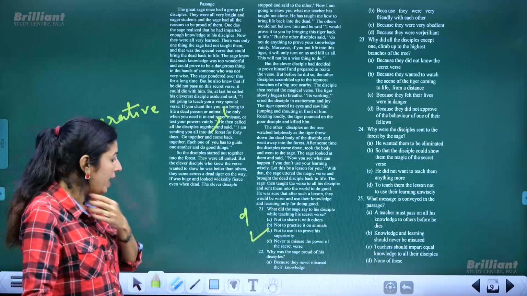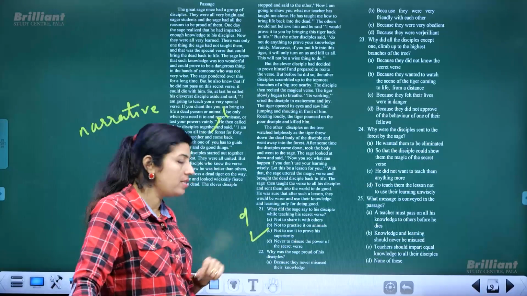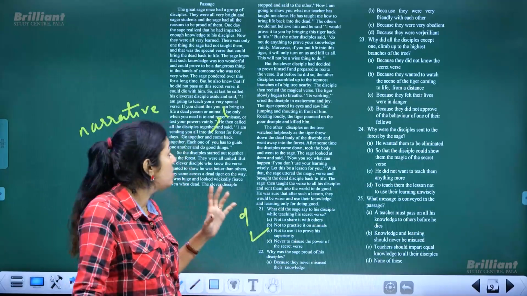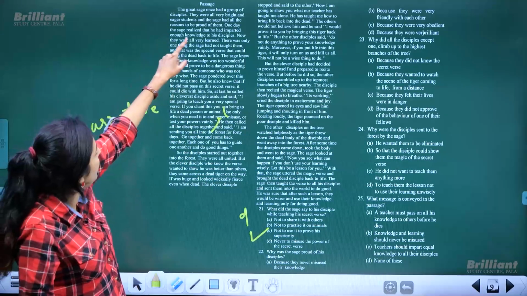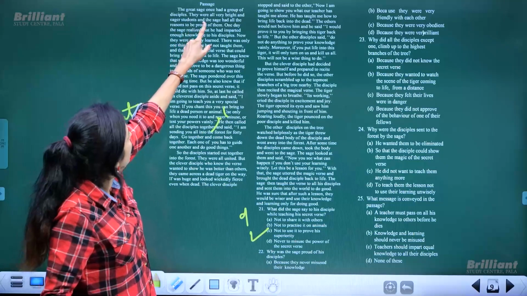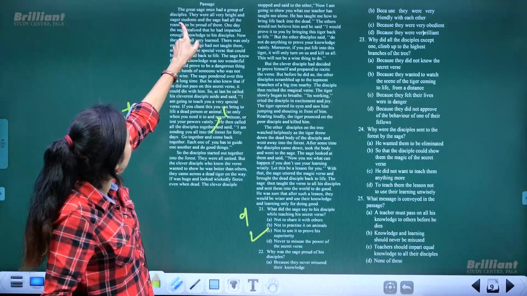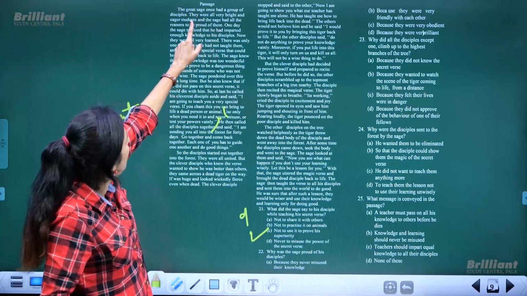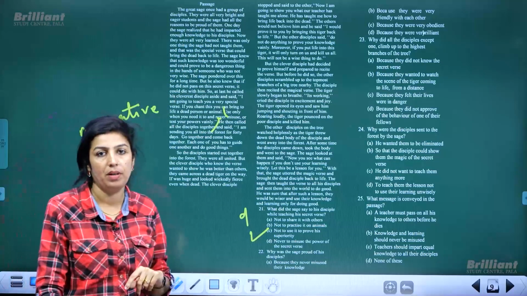Then, why was the sage proud of his disciples? The sage was always proud of his disciples. See, they were all very bright and eager students, and the sage had all the reasons to be proud of them.